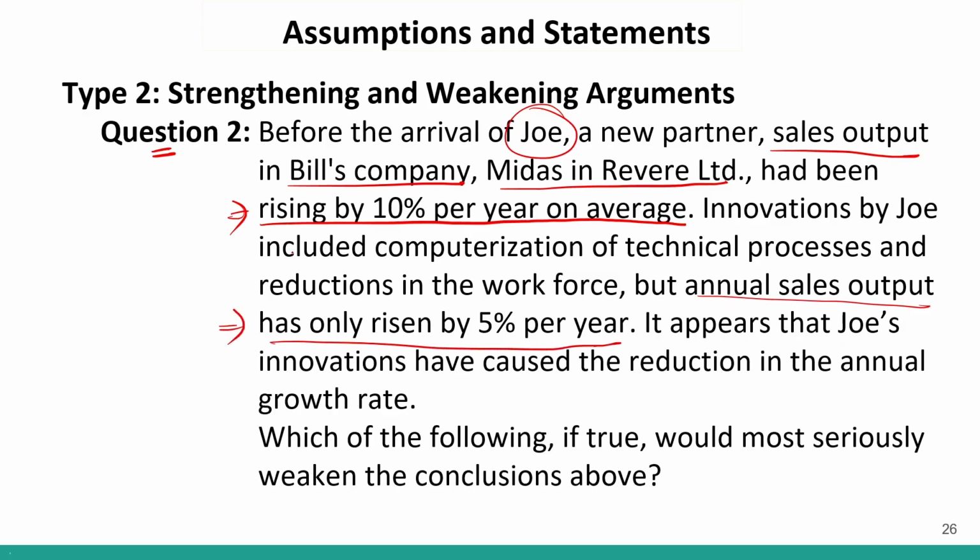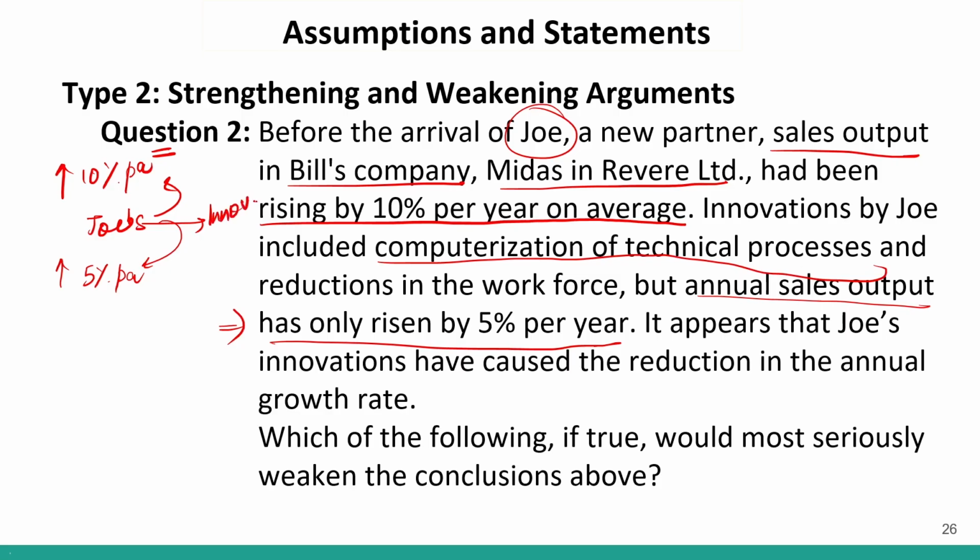So now, before Joe's joining, it was increasing by 10% per annum. After Joe's joining, it is increasing by only 5% per annum. And Joe has provided computerization of technical processes. So Joe has brought in innovations, right? It is not like Joe has not brought in any innovations. Joe has brought in certain innovations. It appears that Joe's innovations have caused the reduction in the annual growth rate. So we have to identify which of the following, if true, would most seriously weaken the conclusion above.